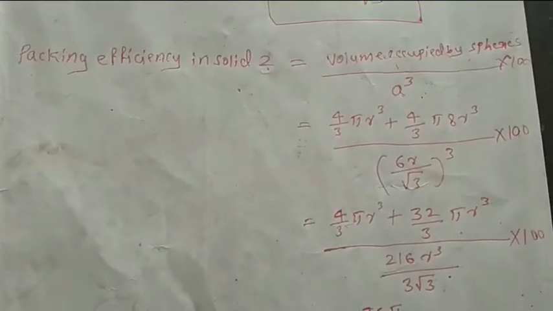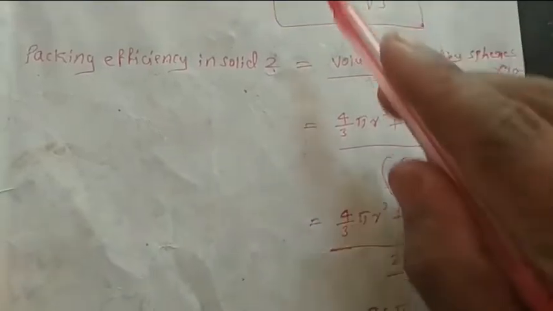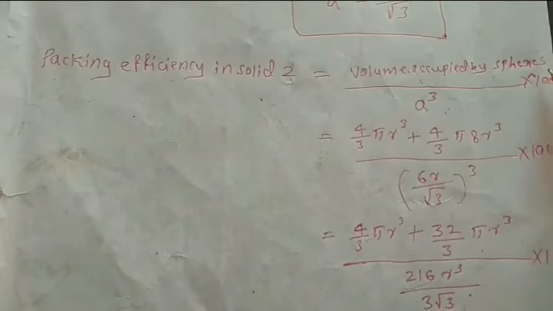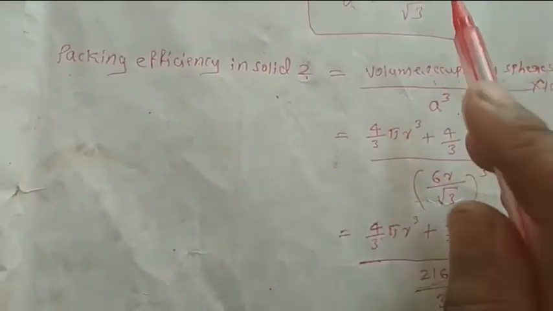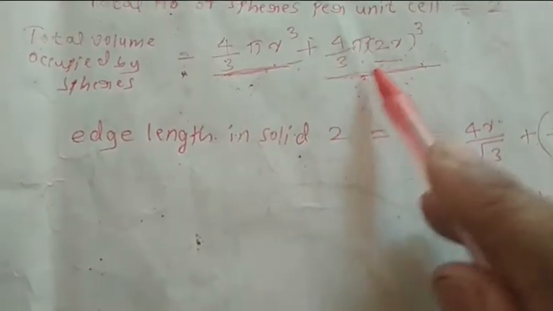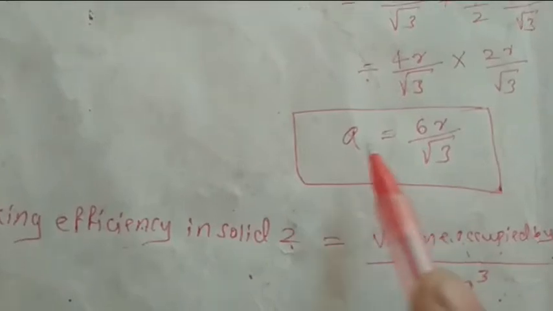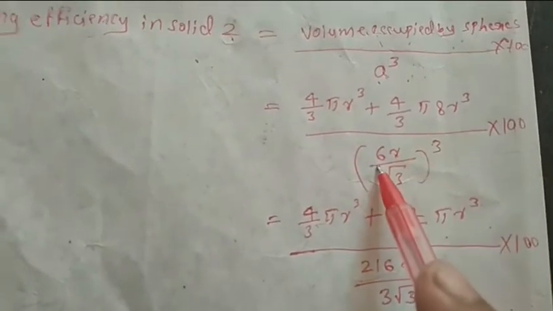Next is packing efficiency in solid 2. We know the formula of packing efficiency: volume occupied by spheres divided by volume of a unit cell, into 100. Volume occupied by spheres, we have already calculated. It comes to 4 by 3 pi r cube plus 4 by 3 pi (2r) whole cube. And the A value we just calculated: A is equal to 6r by root 3. The cube of this value gives the volume of a unit cell.